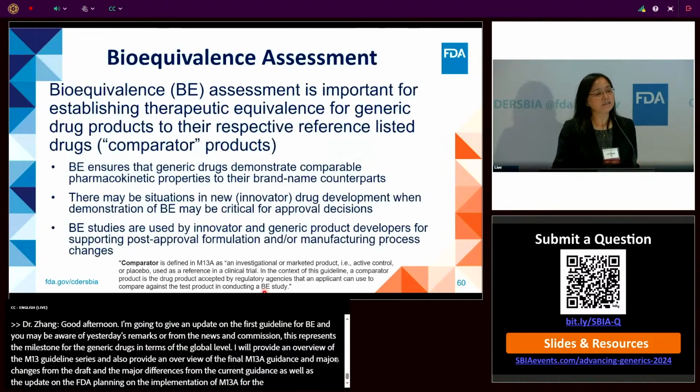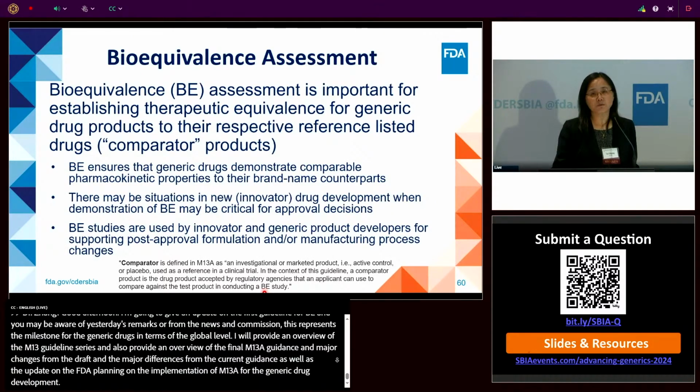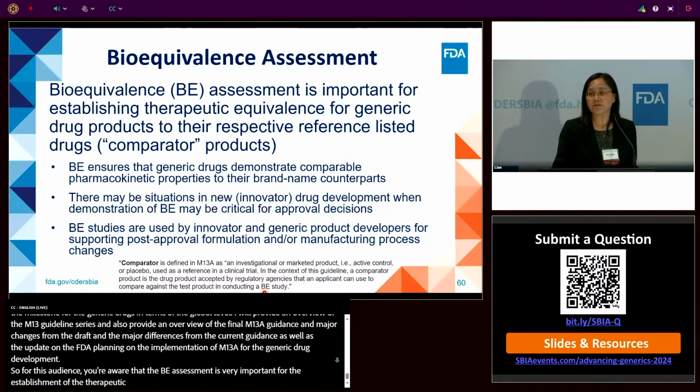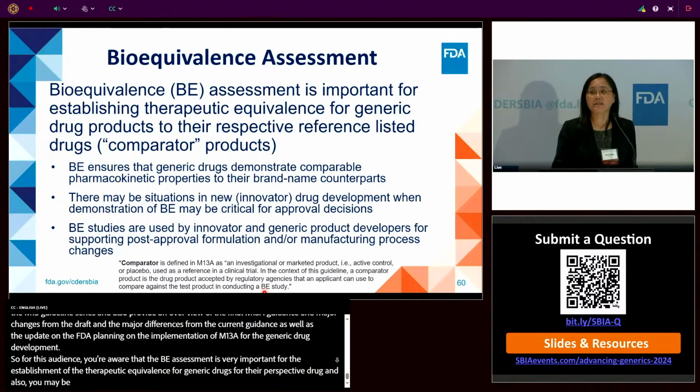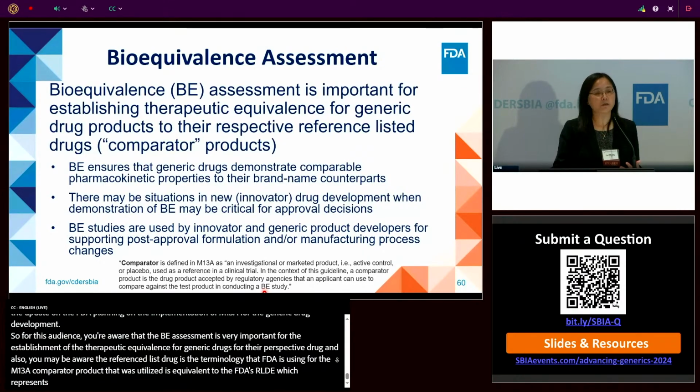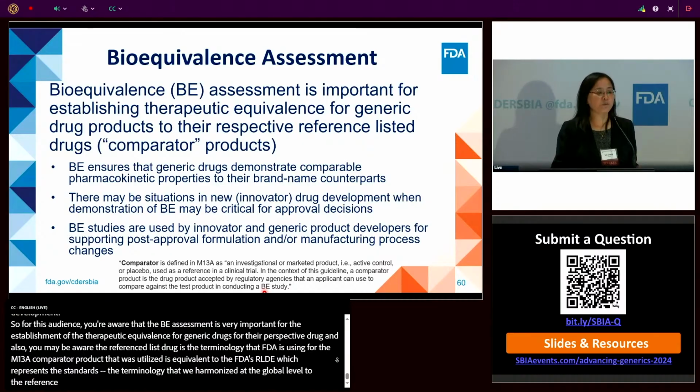So for this audience, you all are aware the bioequivalence assessment is really very important for the establishment of therapeutic equivalence for generic drugs to their respective reference listed drug. And you may also be aware the reference listed drug is the terminology FDA is using, but for the M13A, comparator product was utilized. It's equivalent to FDA's RLD, which represents the standard. This is the terminology we harmonized at the global level to represent the reference standard other regulatory agencies will recognize for their regulation needs.